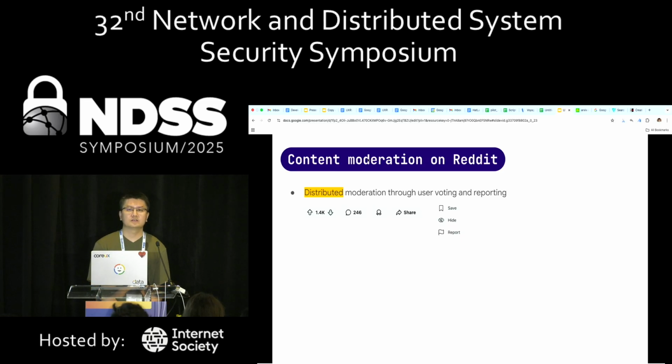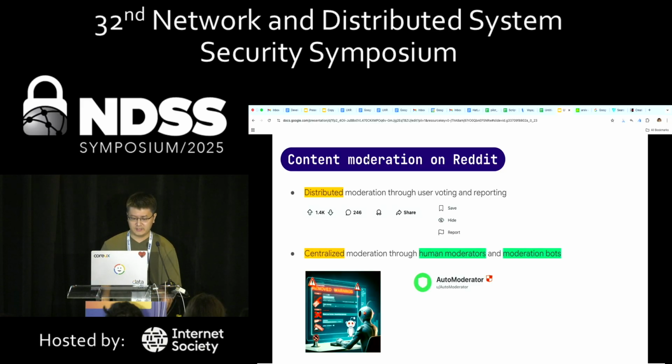Regarding content moderation, on Reddit, there are 2 forms. The first one is distributed moderation, which distributes some of the moderation tasks to its users. For example, users can upvote, downvote, and report any content. The other form is centralized moderation, which is done through human moderators and moderation bots. The most widely used moderation bot on Reddit is called AutoModerator.